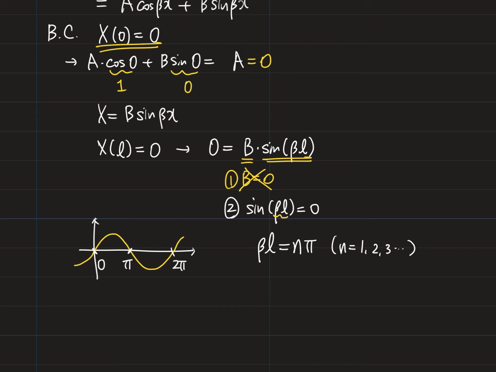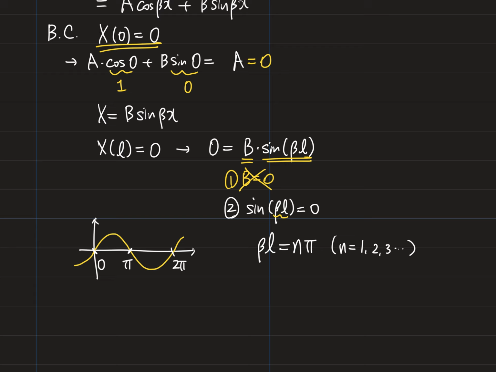So I said that the argument of the sine function should be the integer multiples of pi, but we restrict ourselves to the positive integer because we are dealing with the shape of the vibrating string, right? So the negative integer doesn't mean anything to our case. But mathematically, n can be any integer number.